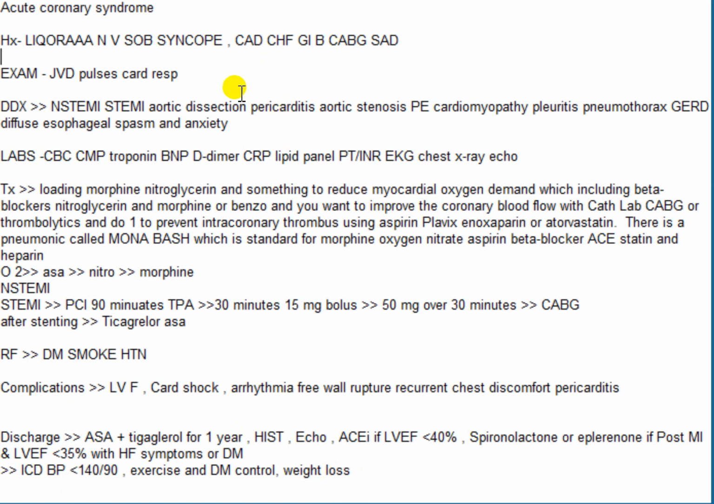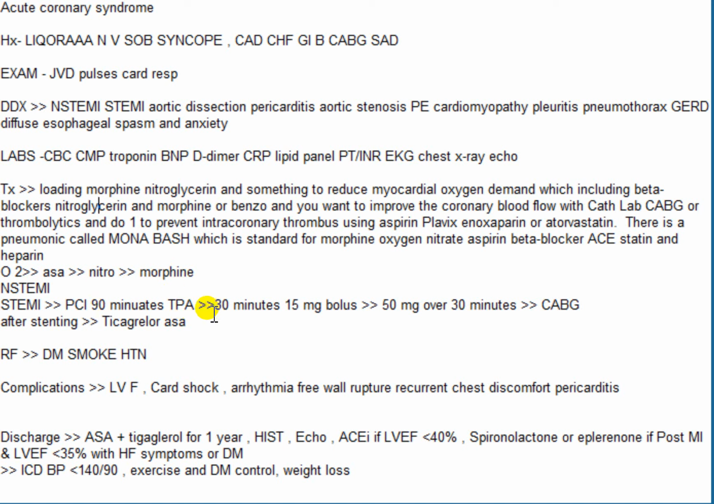And so history is basically brief history: location, intensity, quality, and associated symptoms. Exam, full exam, and differential diagnosis. You got to keep those in mind: angina, pericarditis, aortic dissection, and then you do CBC, troponin, BNP, D-dimer, PT-INR, and then you treat them with oxygen, aspirin, nitro. If that didn't improve, then morphine, and then you add metoprolol. This is for angina. And then for STEMI, you want PCI within 90 minutes.